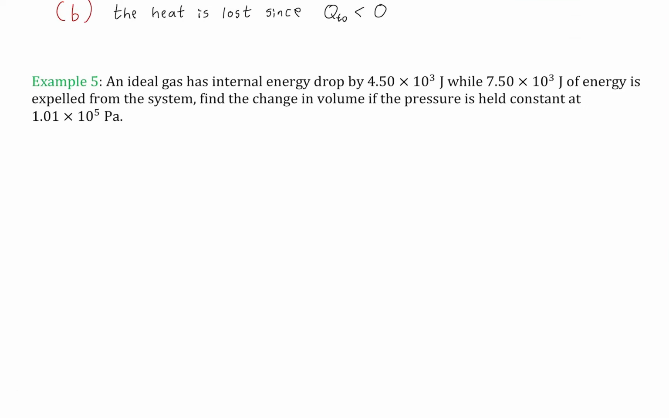Now, let's get on to systems that have constant pressure. We're going to do 2 examples of those. So here we have an ideal gas that has an internal energy drop of 4,500 joules, while 7,500 joules of energy is expelled from the system. So we have internal energy falling and we have heat leaving. It sounds like this system is contracting and cooling. And we want to find the change in volume if the pressure is held constant at 101,000 pascals, which of course is 1 atmosphere. So how would we set that up?